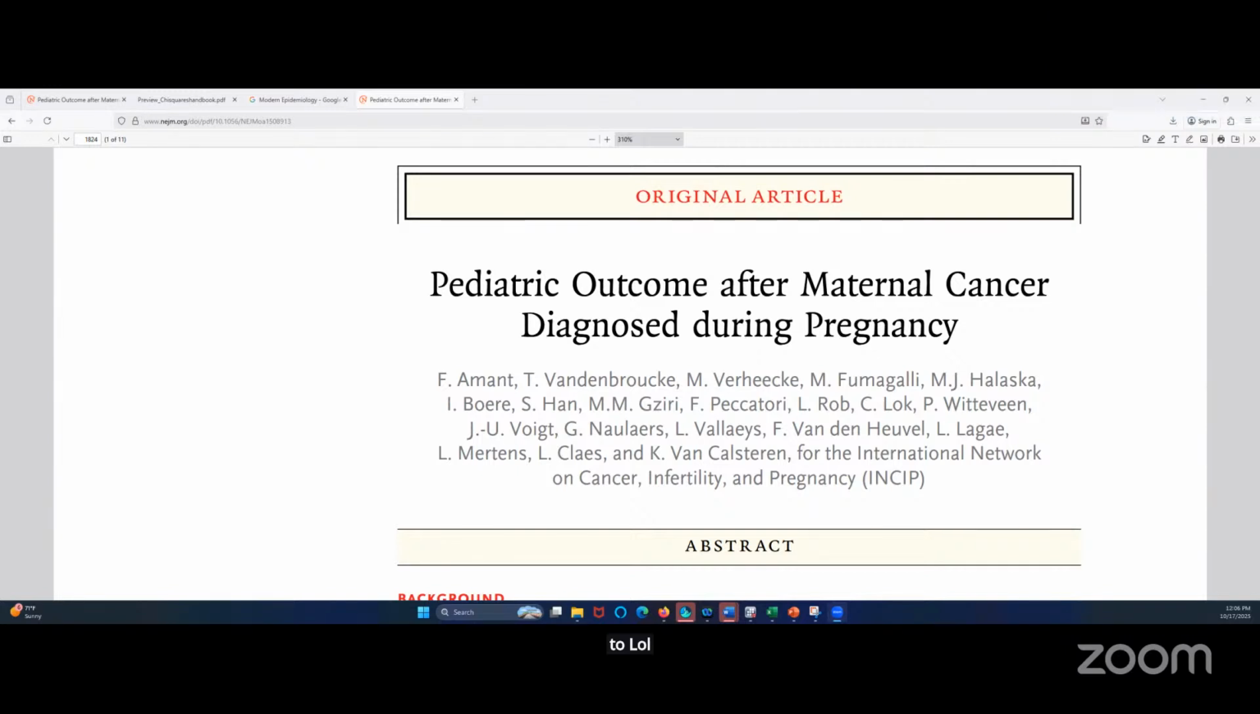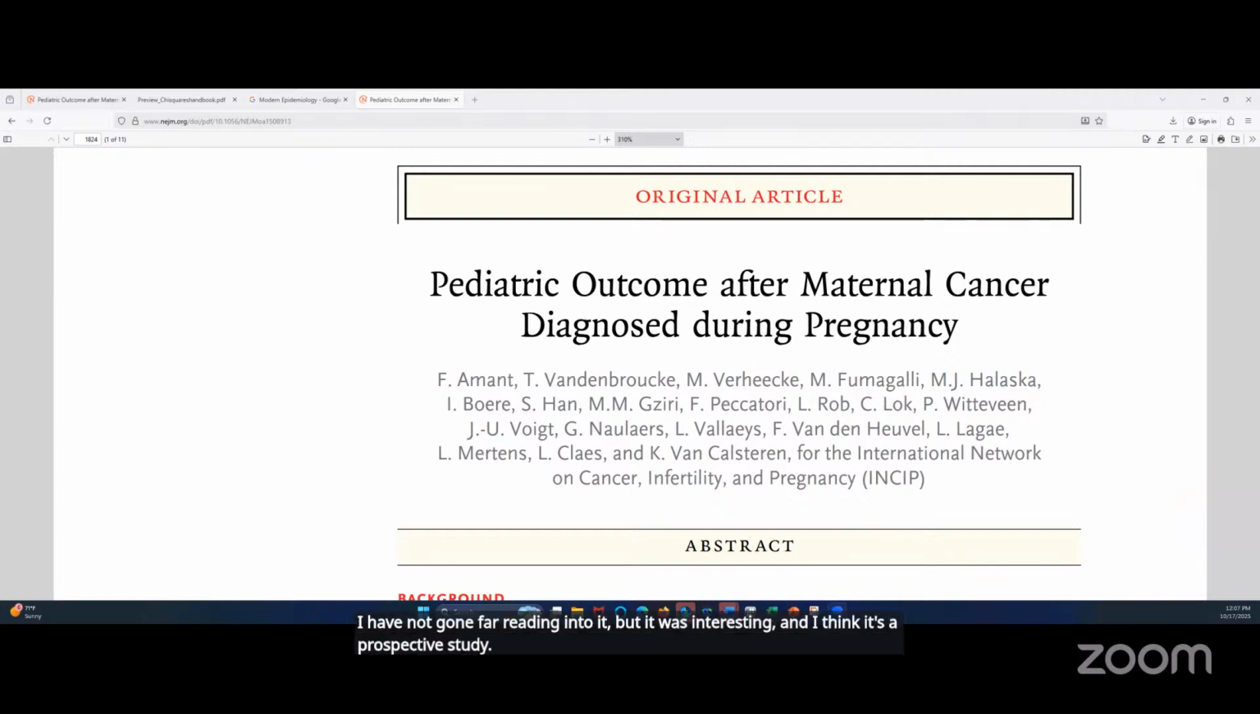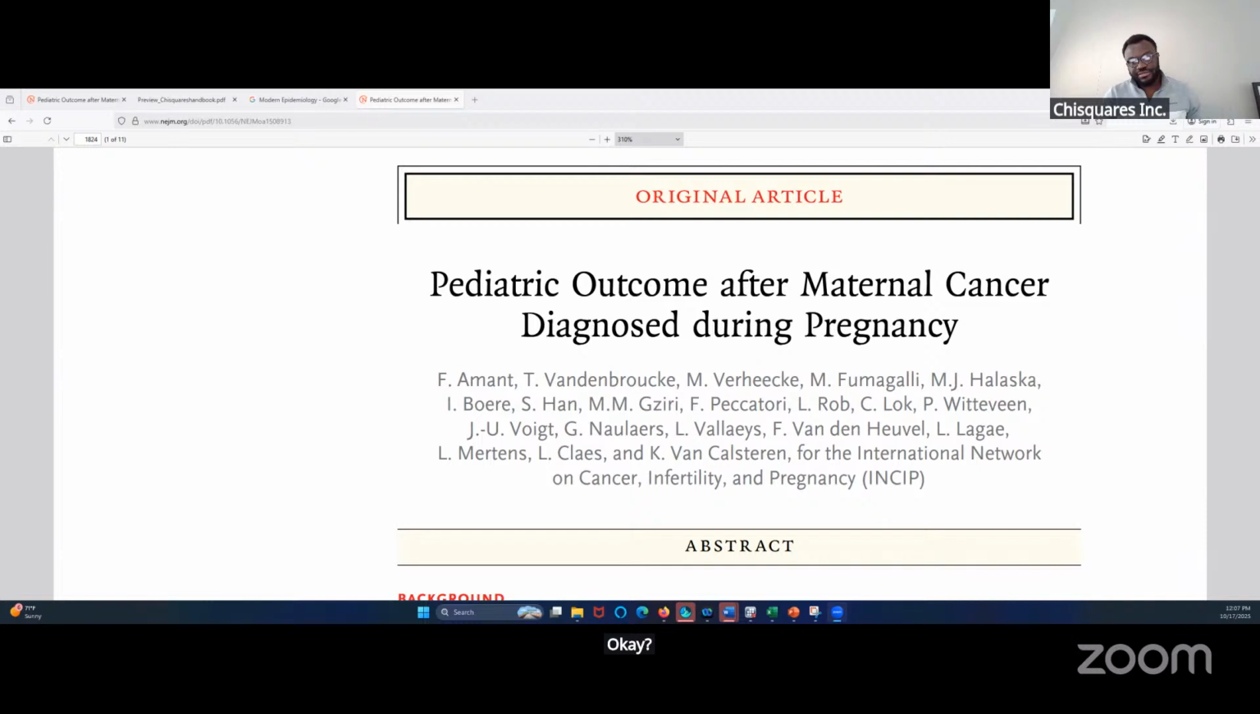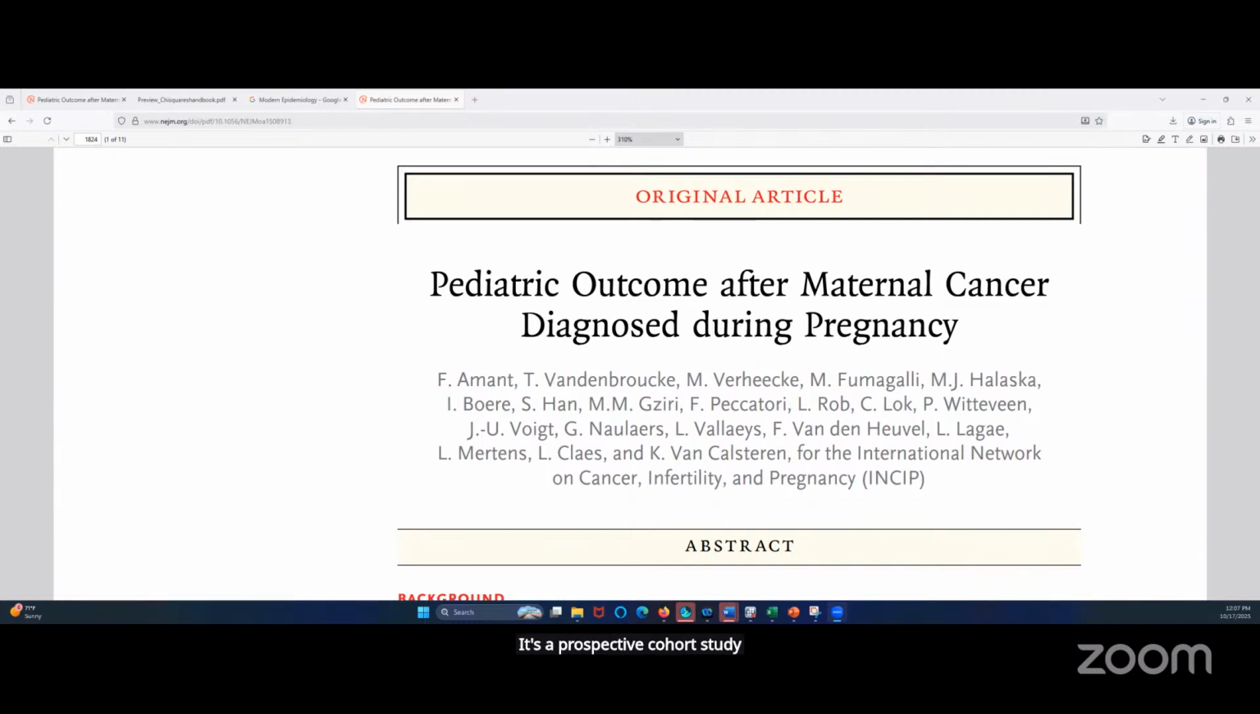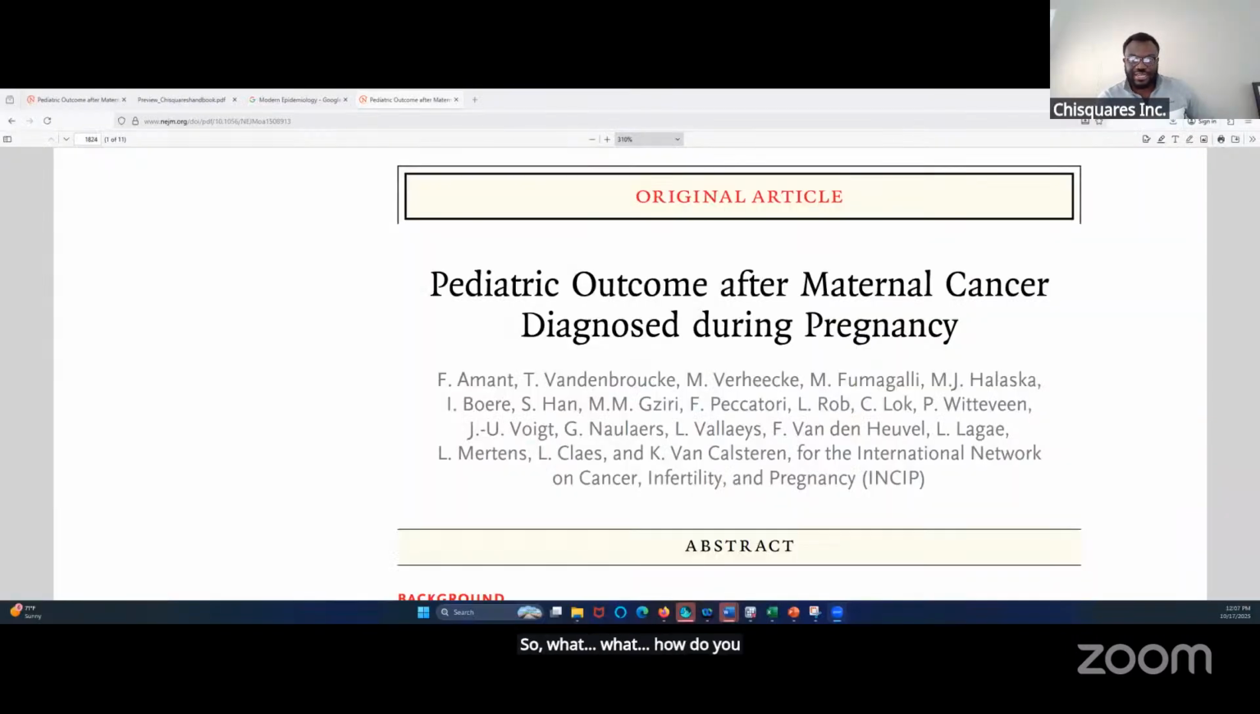Titilola. Well, I have not gone far reading into it, but it was interesting, and I think it's a prospective study. Okay. It's a prospective cohort study, comparative. So how do you justify your answer that it's a prospective cohort?